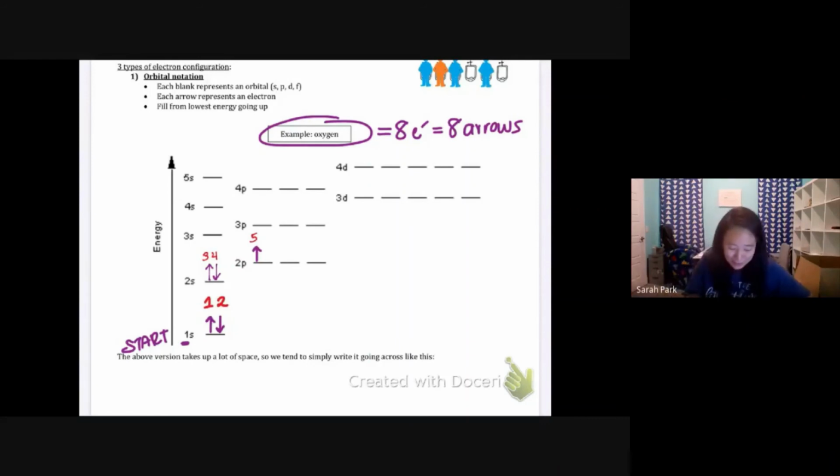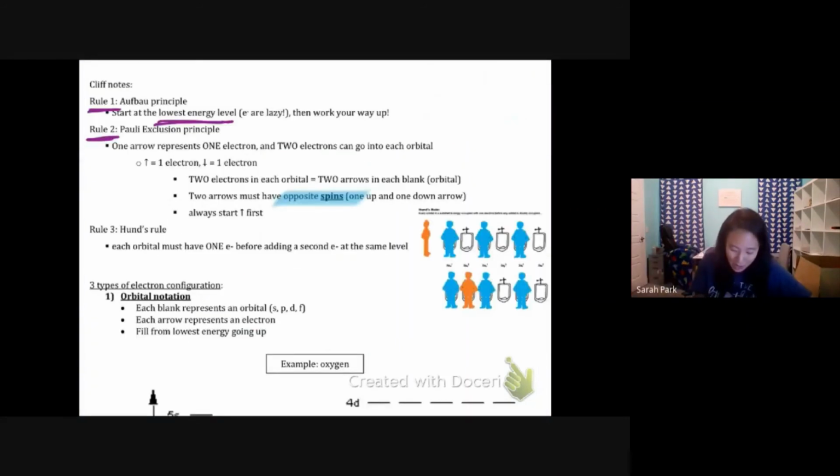But now let's listen to Hund's rule. Hund's rule says you have to put 1 electron in each orbital before you double up. What it's saying is you need everyone to have their own bedroom before you give them a roommate. You can think of this as social distancing. Everybody needs to social distance before you start putting other people into each other's rooms.